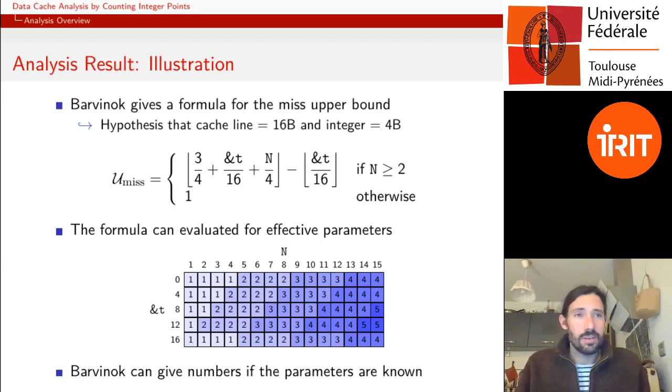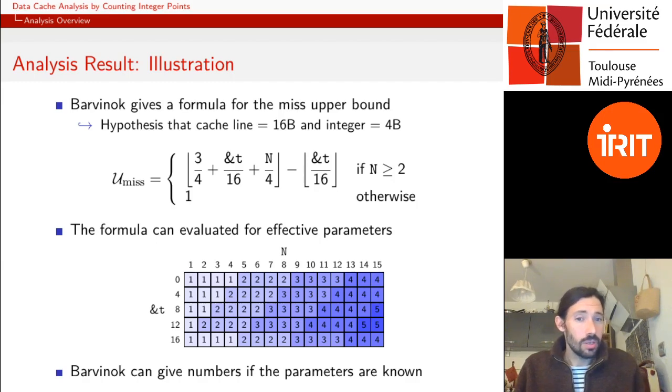So let's assume that we built our condition, we built our problem and gave it to Barvinock. Barvinock, in this example, would give us the following bound. If we assume that a cache line is 16 bytes and an integer 4 bytes, so 4 integers per line, it will give us a bound which is parameterized by n. It will be something like a fourth of n, and it will be influenced by the position of t, the alignment of t, let's say.